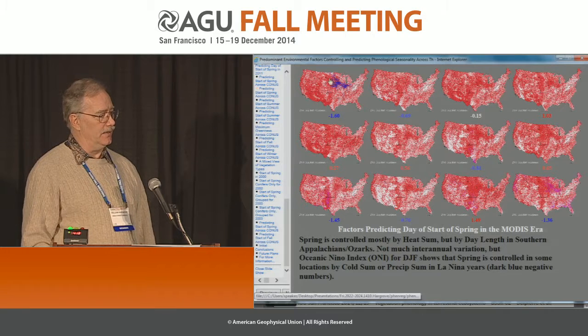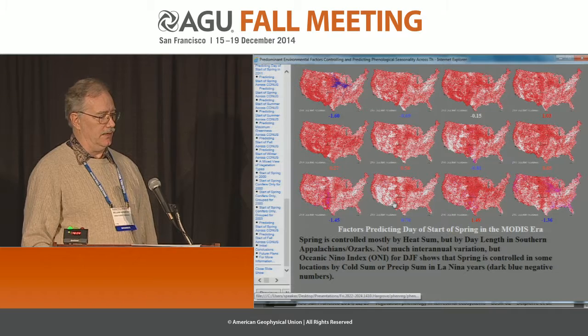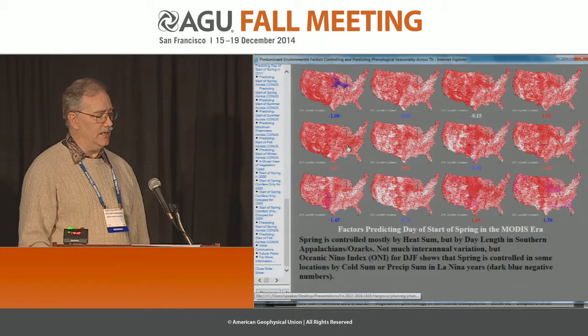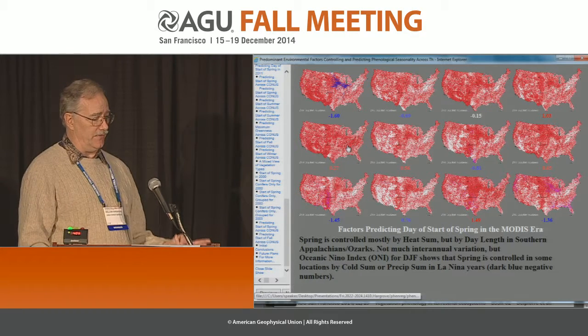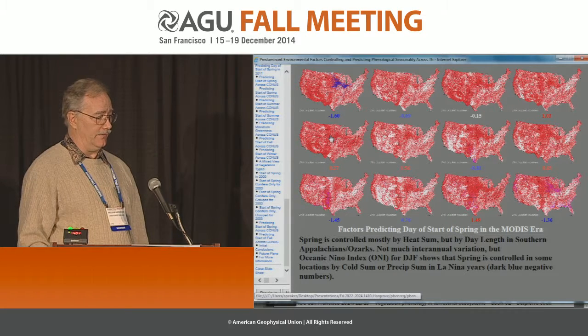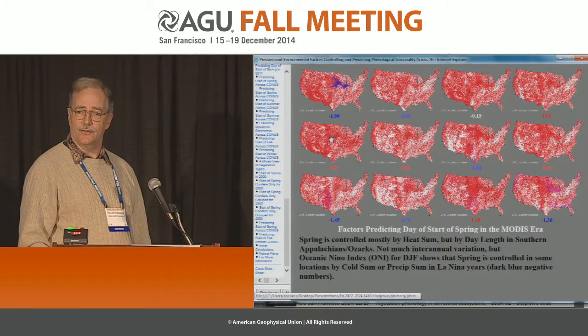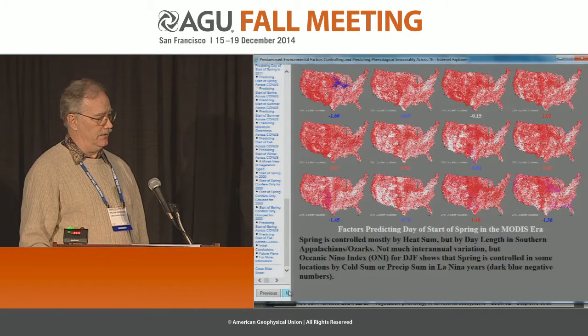I think it's interesting that the 3 years that stand out to me as different, this one, and this one, I'll call your attention to these little numbers. These are the Oceanic Niño Indexes, and I've averaged them together for December, January, and February. And exclusively and exhaustively, the ones that are different here for the control factors for start of spring are the La Niña years. I think that's quite interesting.